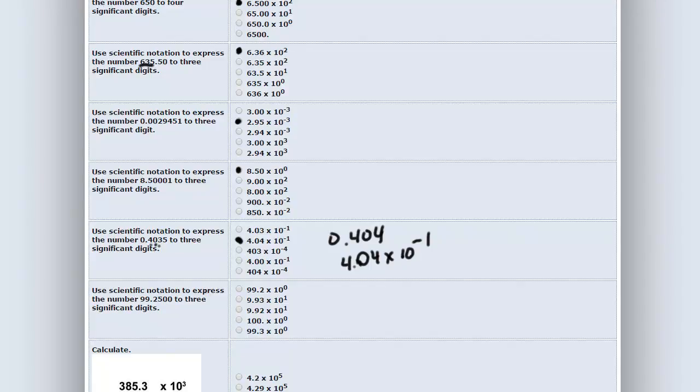Use scientific notation to express the number to three significant digits. So three significant digits, that's going to be this one, and this one, and this one. This number ends exactly in a 5. So I look at this 2. This 2 is even, so it rounds down. So I'm going to have 99.2. Now when I round to three significant digits using scientific notation, I'm going to get 9.92 times 10 to the 1.